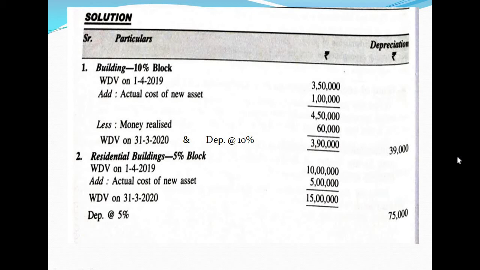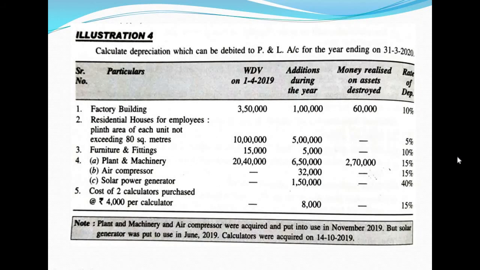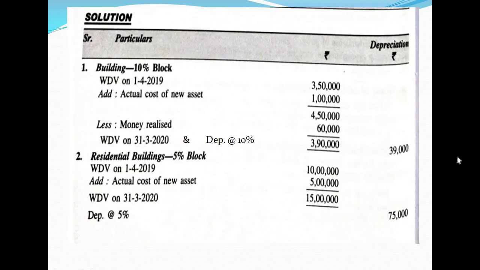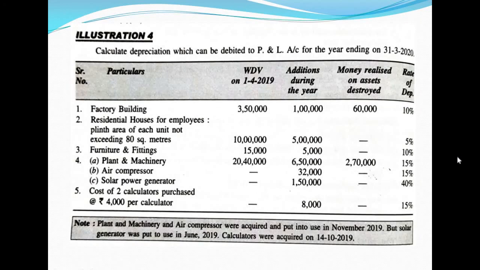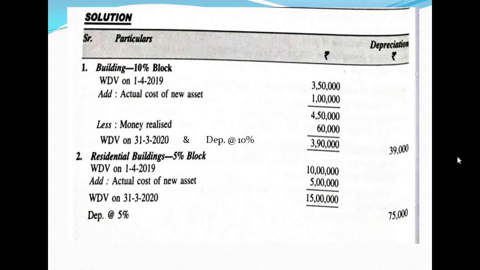Then you have to deduct the money realized. You can see from the question itself that under factory building, the money realized on assets destroyed is 60,000. So you add the actual cost of new assets and deduct the money realized, and you have the written down value at the end of the current previous year, that is 3,09,000. The rate of depreciation is 10%, so it will be 39,000.